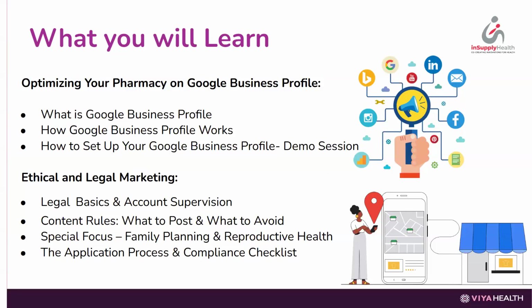So just understanding how legal and basics and account supervision look like, and what guidelines are there that provide for this, content rules, what should you post and what to avoid, special focus specifically on family planning and reproductive health. What is the guidance on how to do that marketing? How do you reach out to the public without necessarily infringing on the guidelines that have been provided by the regulator? The application process and compliance checklist that you need to also adhere to, even as you do ethical and legal marketing.